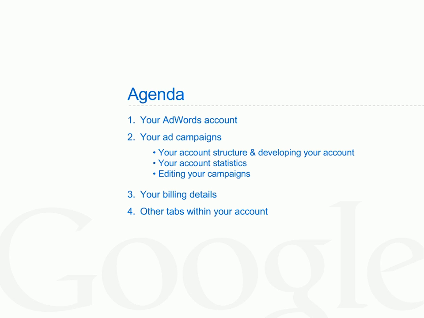Here's the agenda for this session. We'll first cover a couple of account basics, then we'll jump straight into your ad campaigns, how to organise your account, account statistics, and editing. We'll then cover another important topic, your billing details. And finally, we'll take a quick look at the other features of your account. At the end of this session, you should have a good grasp of where to find everything in your account, as well as how to make edits and updates.